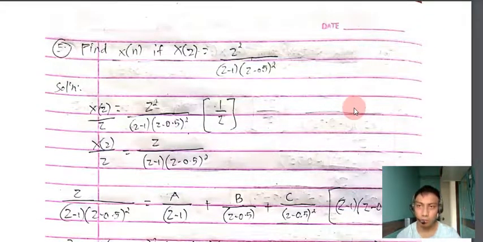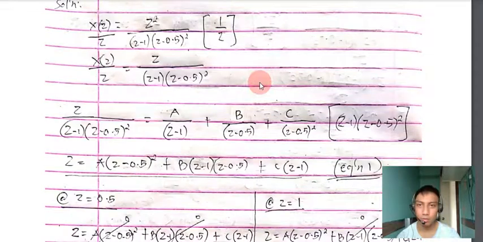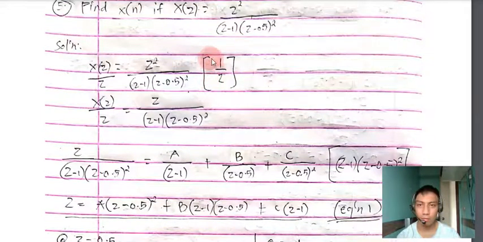Okay, so for the last item, we're tasked to find the x of n if X(z) equals z squared over (z minus 1) multiplied by (z minus 0.5) squared. So at first, we multiply both sides by 1 over z. Then we have now X(z) over z equals z over (z minus 1) multiplied by (z minus 0.5) squared.